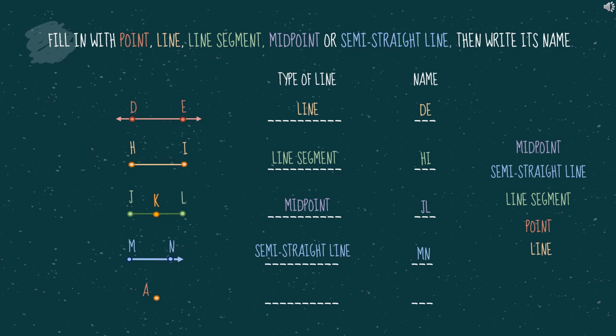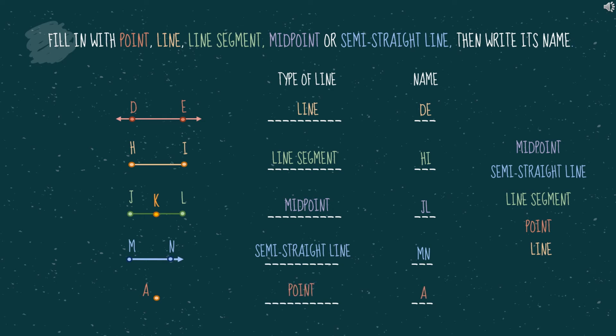The fourth line, what type of line is this? This is a semi-straight line. Can you see how there is only one arrow on this line? This means it goes on forever in one direction, so it is a semi-straight line. The name of this line is MN.